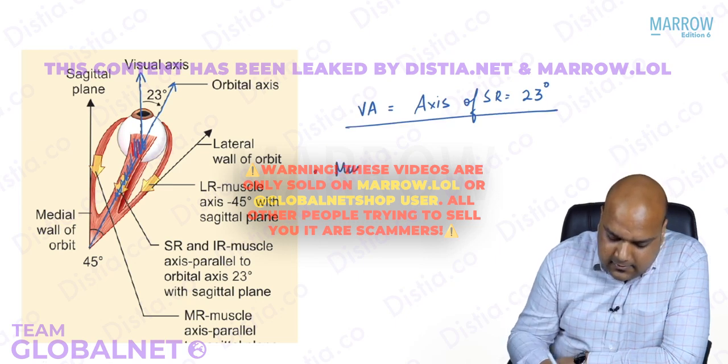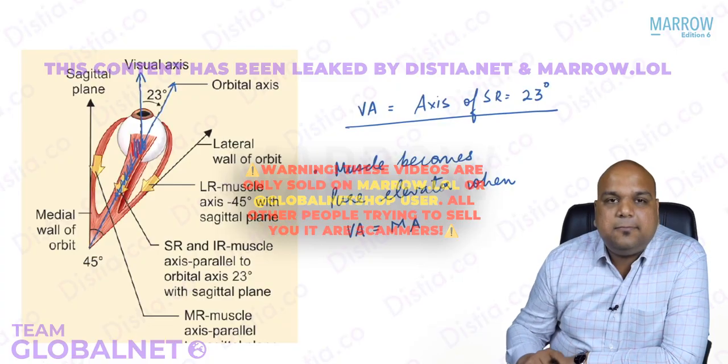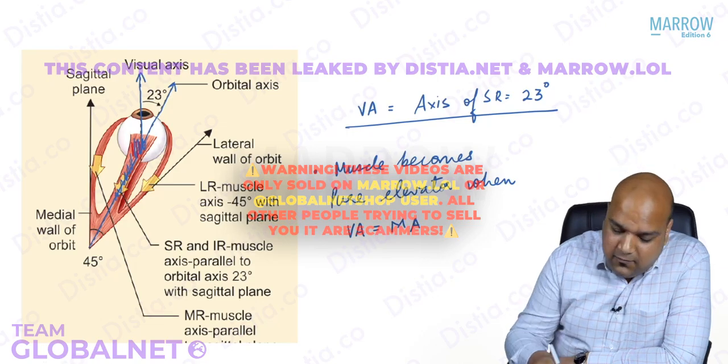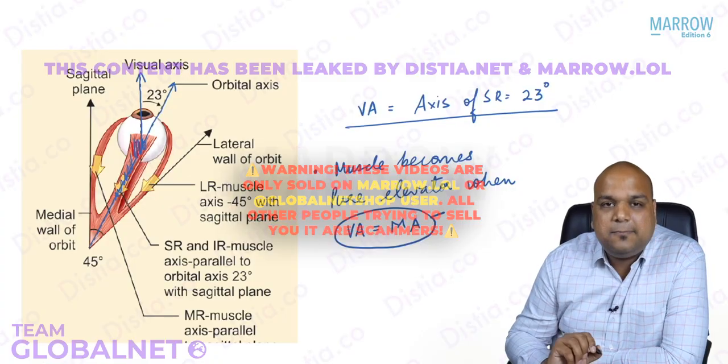The muscle becomes a pure elevator when the visual axis is equal to muscle axis. Okay, everybody? Visual axis is equal to muscle axis.